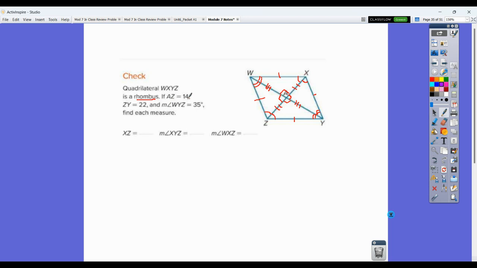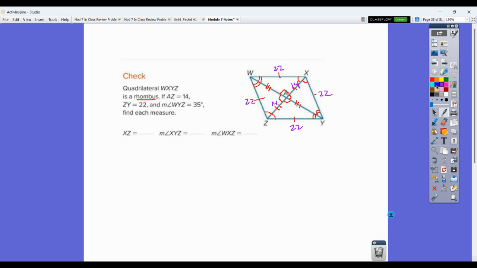So AZ is equal to 14. So AZ, this piece here, is 14. So I'm also going to mark this one as 14. ZY, let's see where that is. ZY down here is 22. So all of the sides are going to be 22 then, because in a rhombus all the sides are congruent.